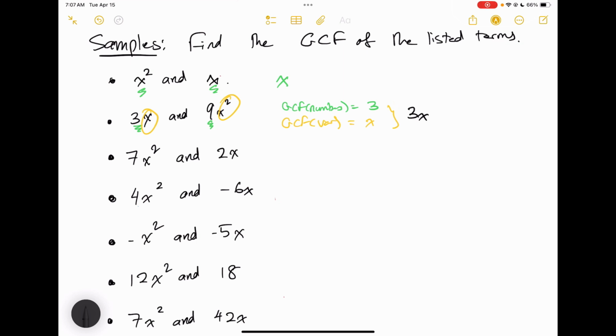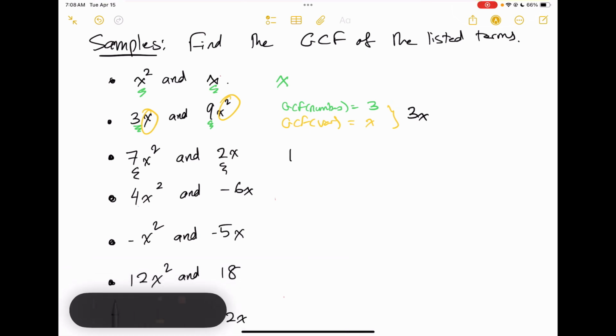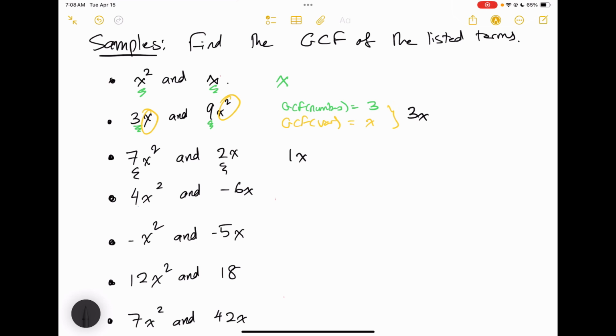Let's do it again. 7 and 2. Those don't have an obvious GCF. So in that case, if there's no other common factors, remember that they always at least have a factor of 1. And then for the variables, x squared and x, we know that GCF is going to be x. Just going to circle our answers over here because it's good practice.